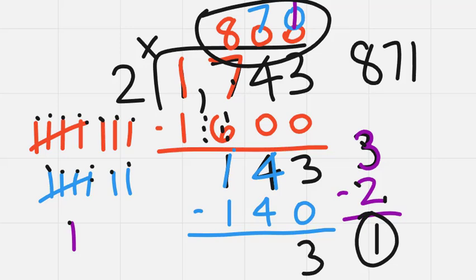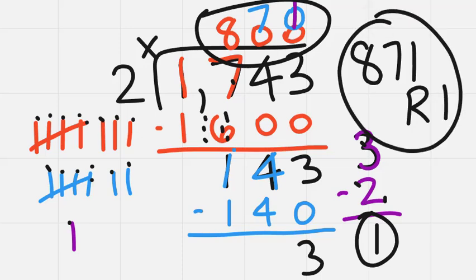We have this 1 down here. This is our leftover. That's our remainder. We're going to put an R with the 1. So our answer is 871, remainder 1. Be sure to check your work.